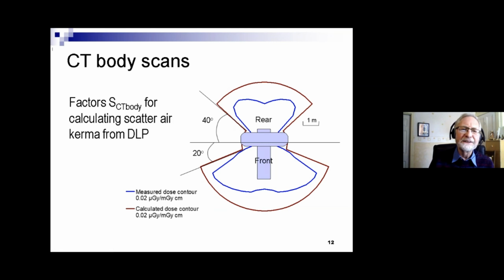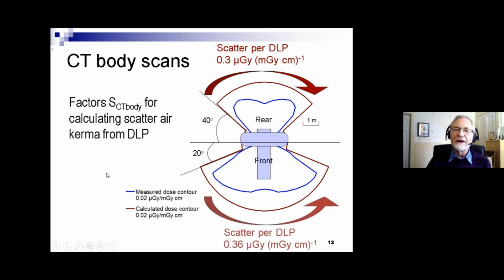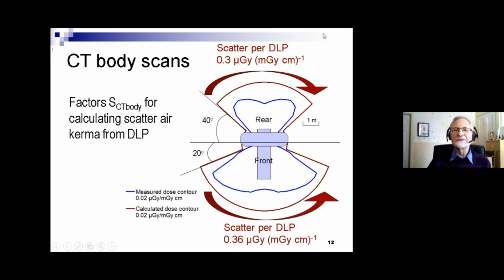So we wanted to replicate those sort of patterns. So we wanted factors that we could generate something quite readily. So really, we looked at between 20 and 40 degrees. This is from the isocenter, remember. So we wanted factors for this region and factors for the region behind the gantry. So the scatter at the head region for the body phantom was about 0.3, and at the front of the scanner about 0.36, though one could use the same value for both.